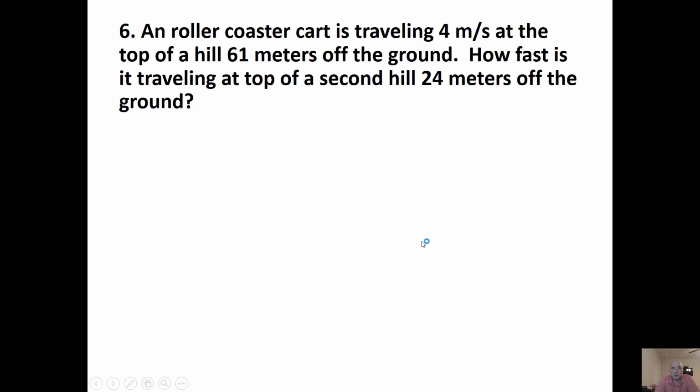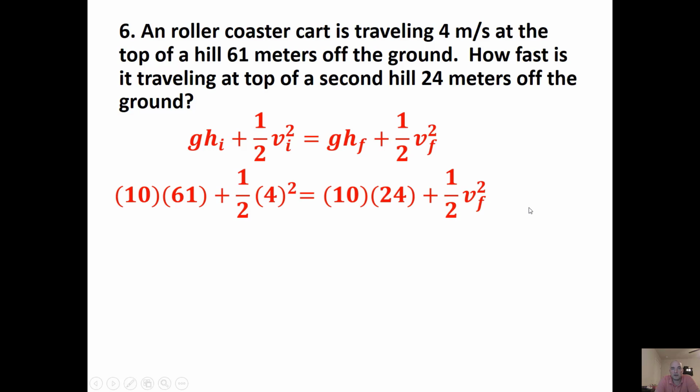This problem, a roller coaster is going down the track. It has a velocity, it has a height, so it has potential and kinetic energy. And they're asking you for a final velocity. So we can break it all the way down. We're given initial height, initial velocity, a final height, and we're asked for the final velocity. We have everything we need to solve this.